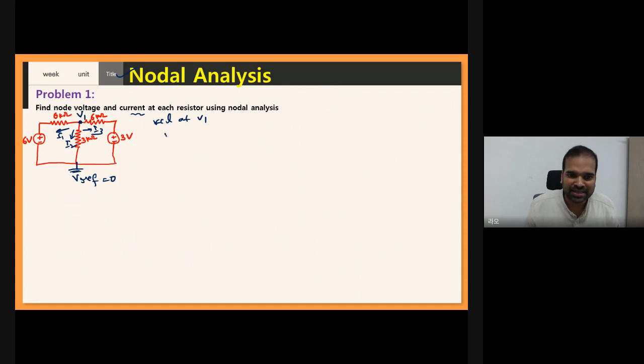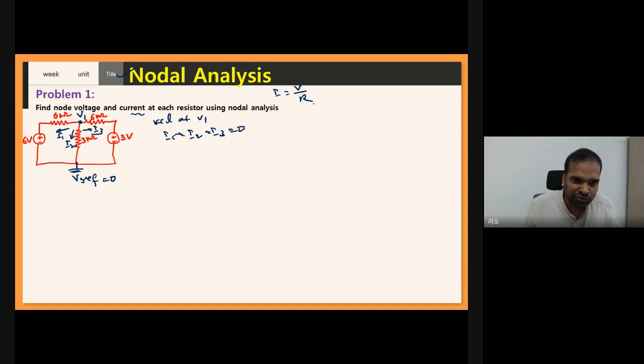So if I apply KCL, what will I get? I1 plus I2 plus I3 equal to 0. Now you know, as per Ohm's law, I equals V by R. Then what would be the voltage at node V1 towards this one? I already explained that procedure. So here you need to find the voltage towards I1.